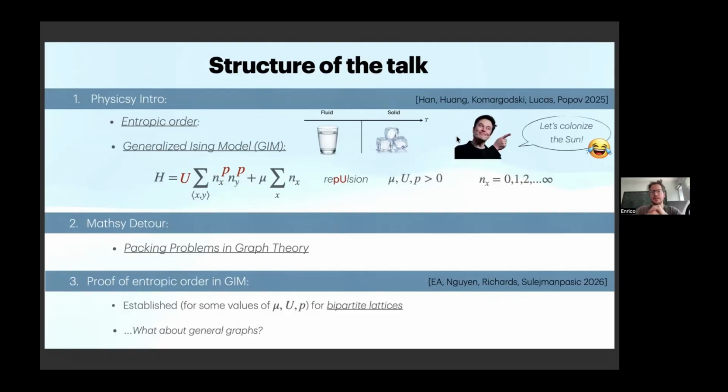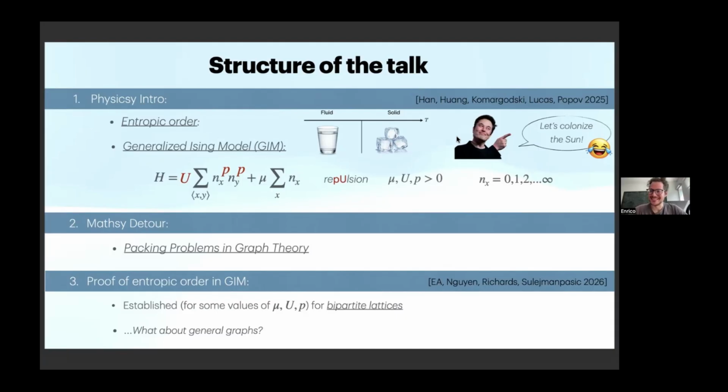in which they conjecture that there are some systems that exhibit a phenomenon that they call entropic order. Essentially, imagine a system that is fluid, for example, at low temperature, and then becomes ordered. So, for example, a solid at high temperature, and this spontaneous symmetry breaking persists up to infinitely large temperature. Of course, it's very tempting to jump to conclusions about technology and so on and so forth, but I will not do that in this talk.